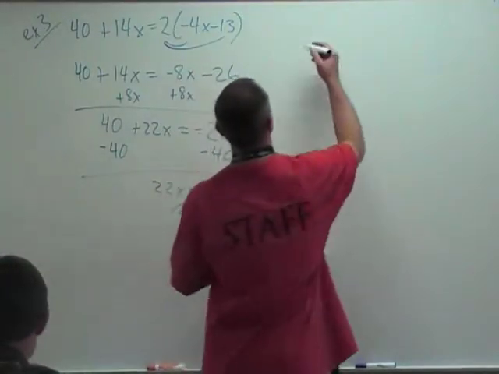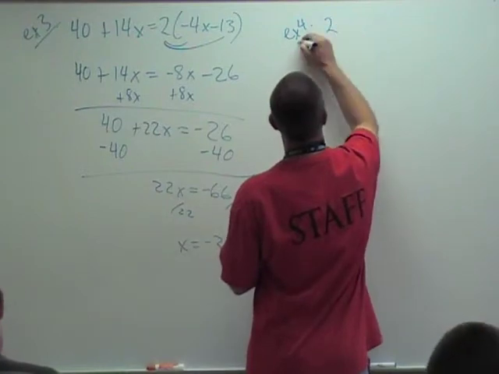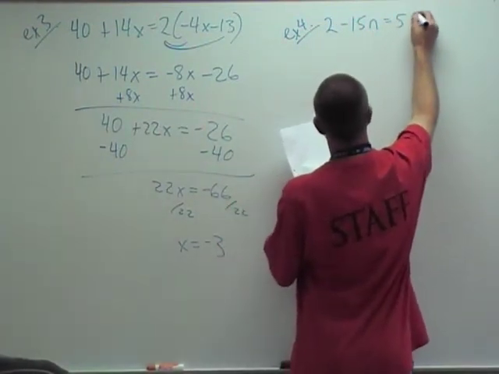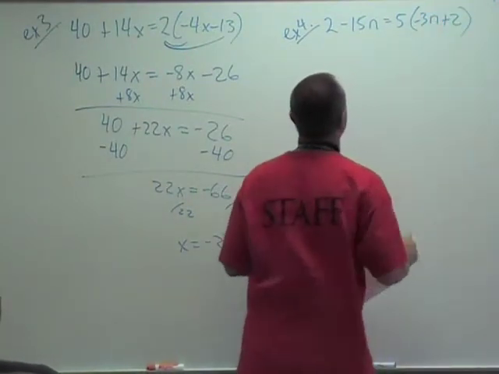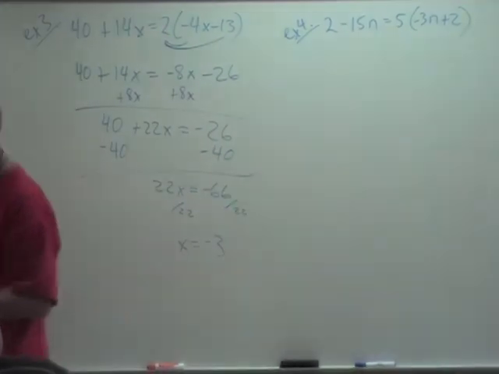Alright, let me see if you can do this one since you're starting to catch on. Example 4. 2 minus 15n equals 5 times the quantity negative 3n plus 2. Alright, let's see if you can do that one. Kind of the same as the last problem.